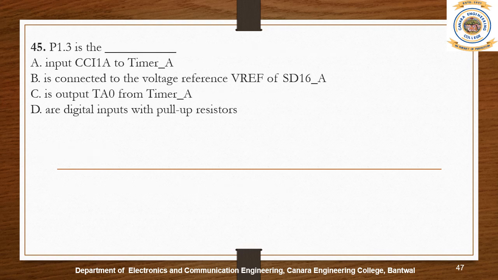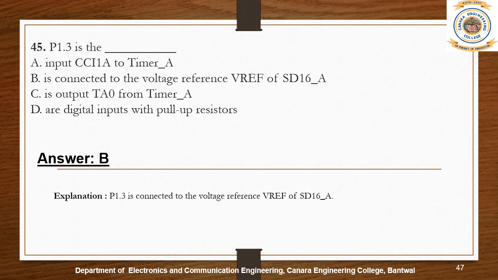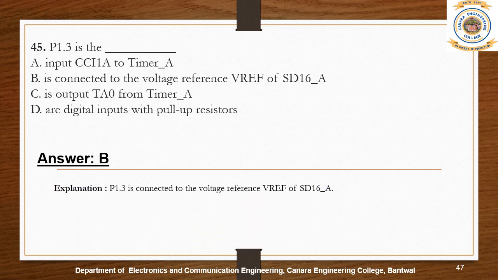SD16_A is a sigma delta ADC with 16-bit resolution, and it is one of the ADCs present in MSP430. Along with the SD16, we have successive approximation ADCs as well in the case of MSP430. The third pin of port 1 is used as a voltage reference to this sigma delta ADC.